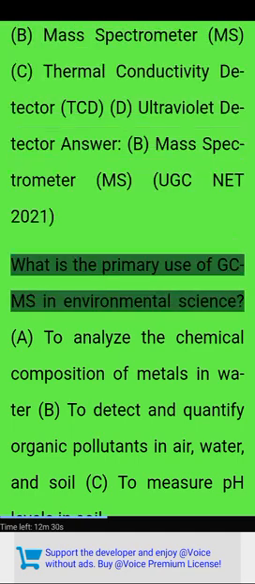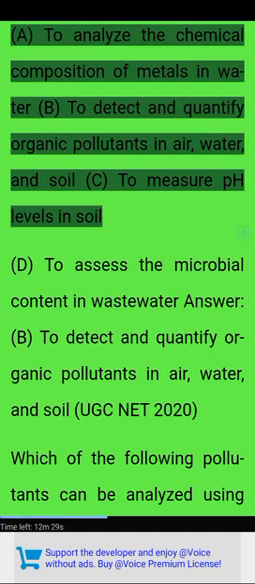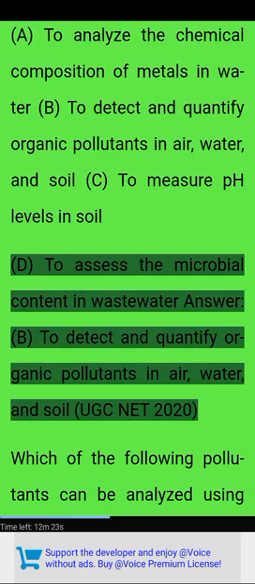UGCNET 2021. What is the primary use of GCMS in environmental science? A. To analyze the chemical composition of metals in water. B. To detect and quantify organic pollutants in air, water, and soil. C. To measure pH levels in soil. D. To assess the microbial content in wastewater. Answer: B. To detect and quantify organic pollutants in air, water, and soil.